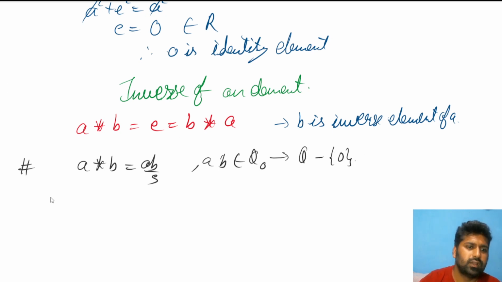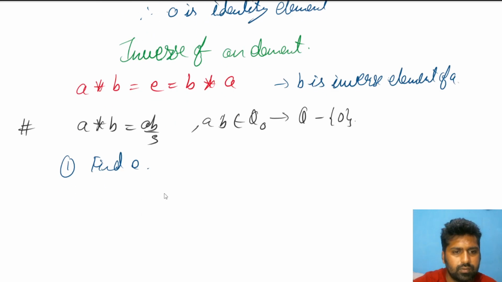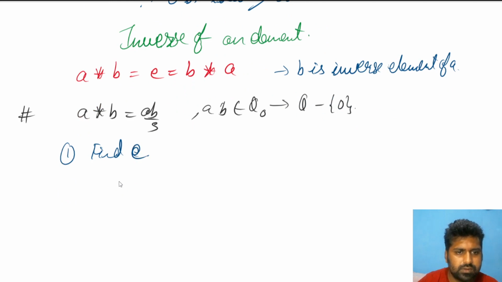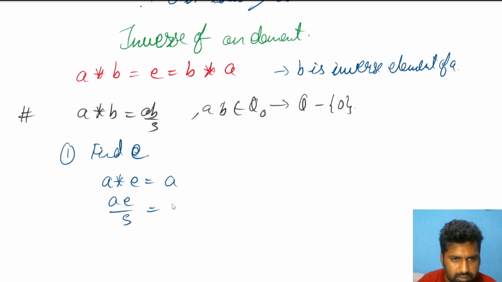Okay. So first of all, let's find E. Step 1, find E. So A star E should be A. You know, but it's going to be E star A also. So that is AE by 5 is equal to A, cancel, E is 5.